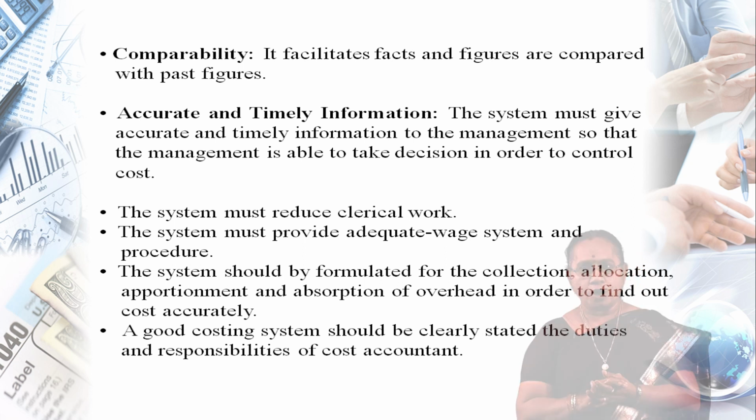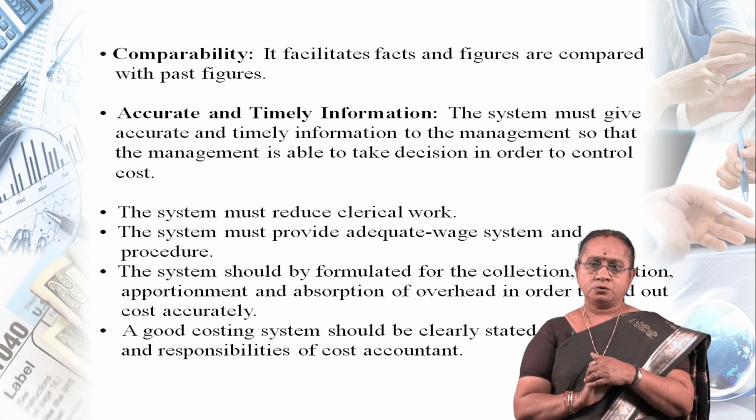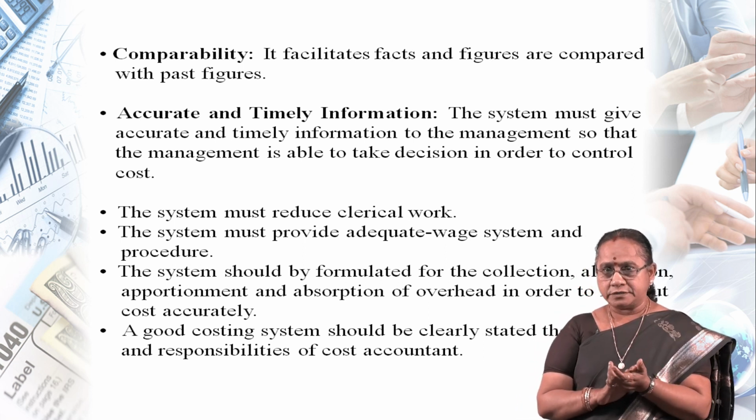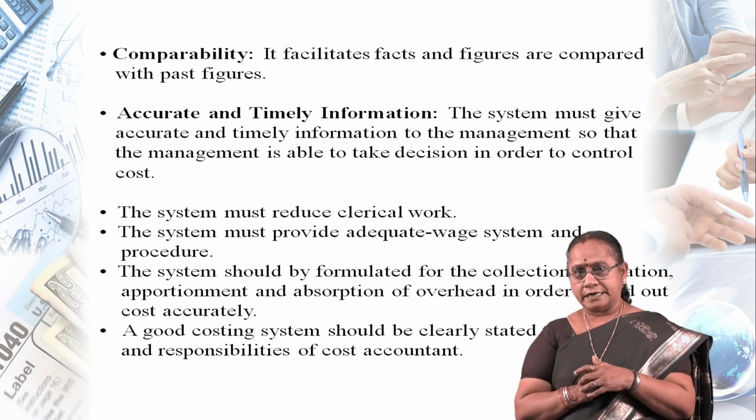And the system should be formulated for the collection, allocation, apportionment and absorption of overhead in order to find out cost accurately. That is, whatever system they follow, they have to formulate in what way they are going to collect the cost, how they are allocating, and by what method of apportionment. In apportionment also there are two or three methods. So in what method they are apportioning the overheads and also absorption of overhead should be clearly mentioned.